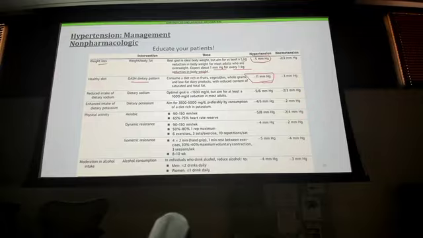Let's decrease sodium, about 5 to 6 millimeters of mercury. Let's enhance intake of dietary potassium. That's 4 to 5% decrease.